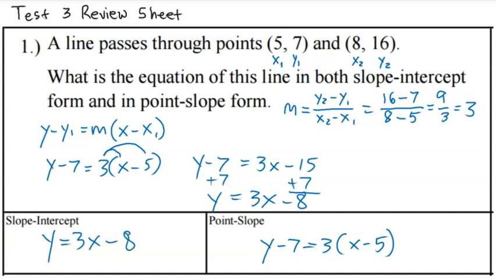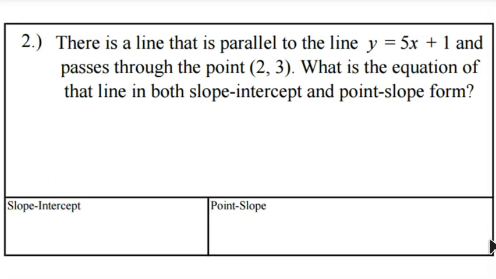Now let's try question 2. It says there's a line that is parallel to the line y equals 5x plus 1. Well, what does parallel mean? Parallel means same slope. So a line that's parallel to y equals 5x plus 1 is going to have a slope of 5. So you can see here that this line has a slope of 5. This is our slope, okay, mx plus b.